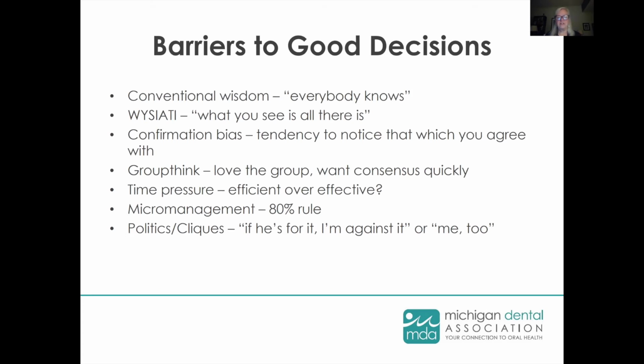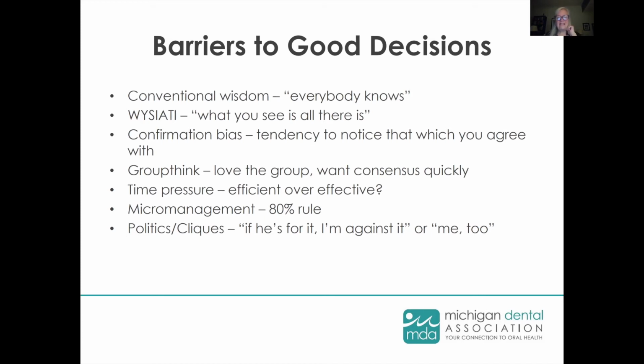So the first one is conventional wisdom, where everybody accepts something that everybody knows and doesn't question it. Conventional wisdom is very common. What you see is all there is. If you don't go looking for new information, or you don't have a new person join your group who brings you new information, there's a tendency to think that you have all the information there is to get, and that's rarely the case.